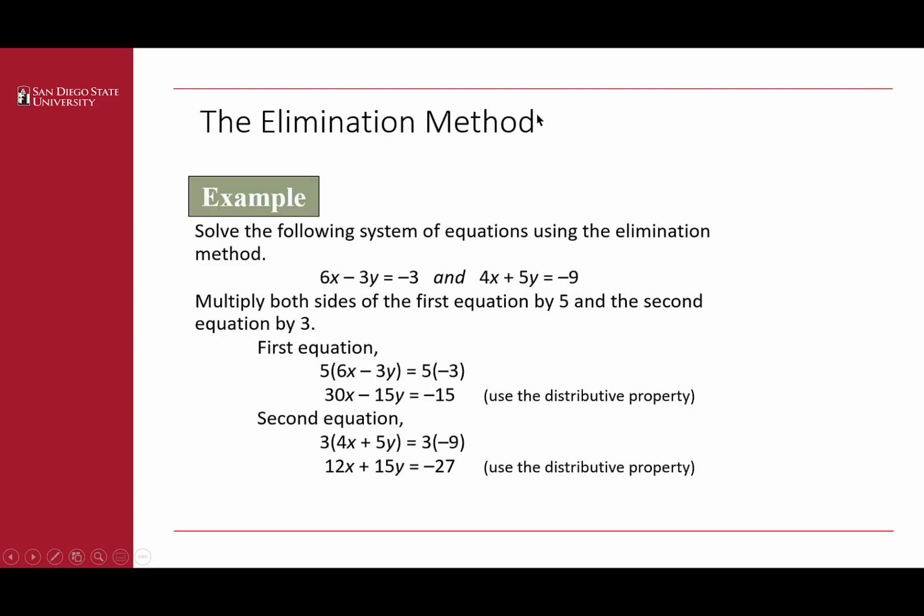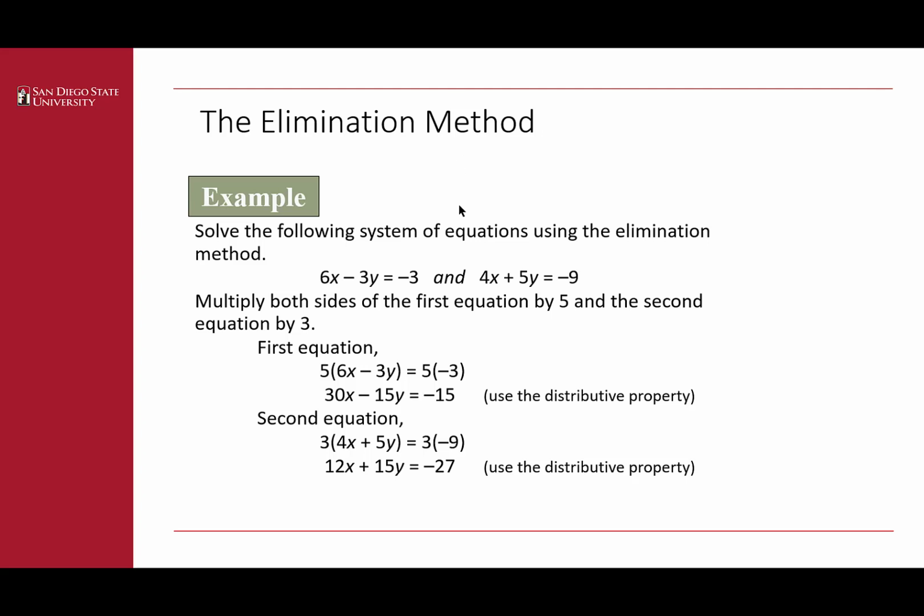It will best be understood by an example again. The question asks us to solve the following system of equations using the elimination method, and the given equations are 6x minus 3y equals minus 3 and 4x plus 5y equals minus 9. Here we will multiply both sides of the first equation by 5, and for the second equation we will multiply both sides by 3.